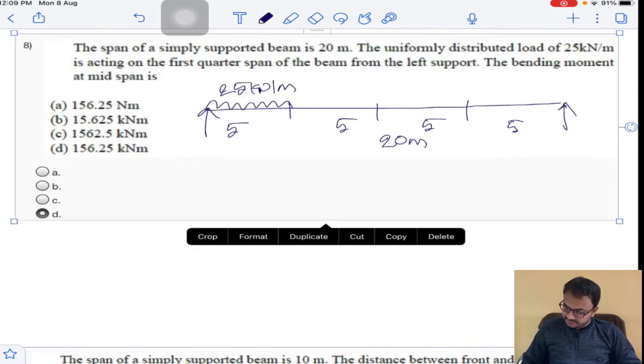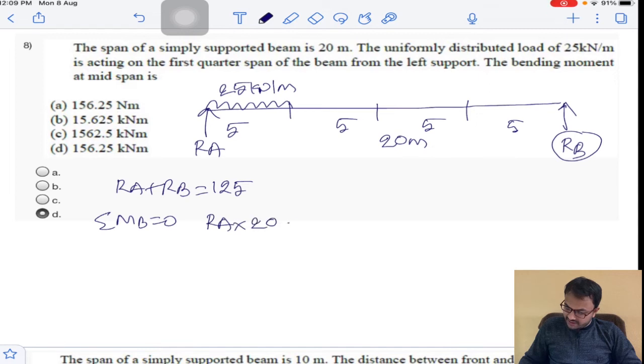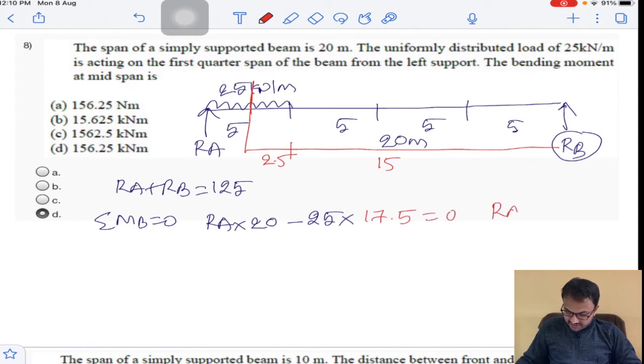So I will calculate support reactions, first RA, RB. RA plus RB is equal to how much? 25 into 5 is 125, since this uniformly distributed load is acting for 5 meters. I am taking moment about point B, that is sigma MB is equal to 0. RA into 20 minus 25 into (the UDL acts like a point load at its center, this will be 2.5 and the remaining will be 15, so it will be 17.5) is equal to 0. From this you will get RA is equal to 109.375 kilonewton. You will get this from the calculator.